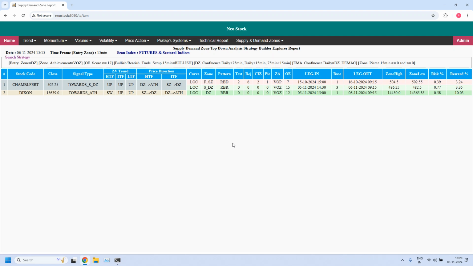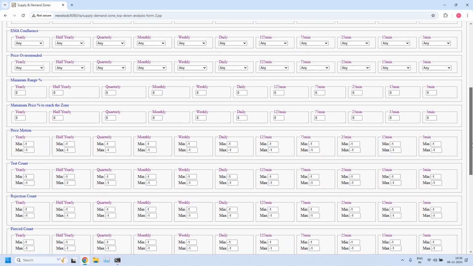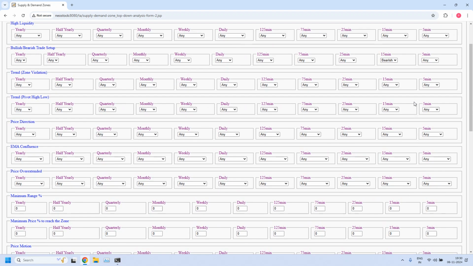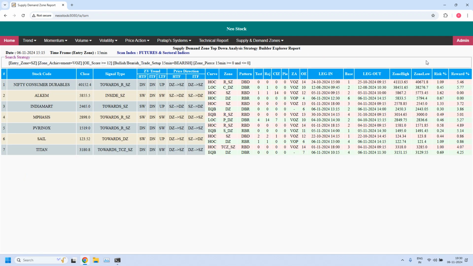Okay, next let us look for bearish trade setup for daily income trade. Entry time frame is 15 minutes, entry zone is supply zone. In bullish or bearish trade setup at 15 minutes, I am selecting bearish. The 15 minute supply zone should not be pierced. So in the pierced count at 15 minutes time frame, I am setting minimum value 0, maximum value 0. Zone achievement is violated opposing zone. Minimum odd enhancer score is 12. All 3 filters are applied to the 15 minute supply zone.